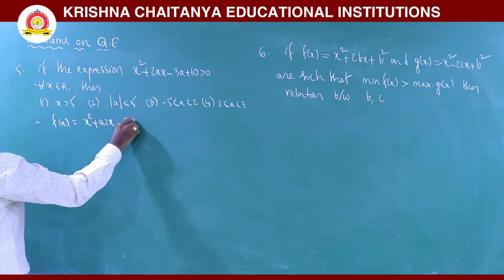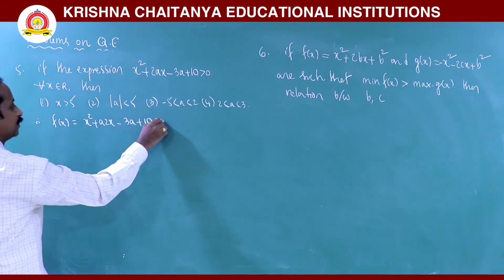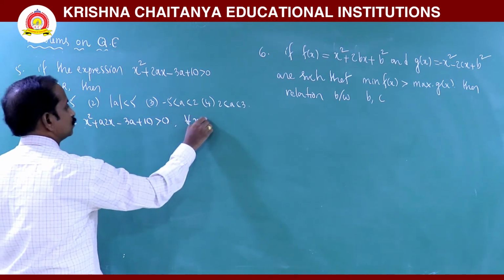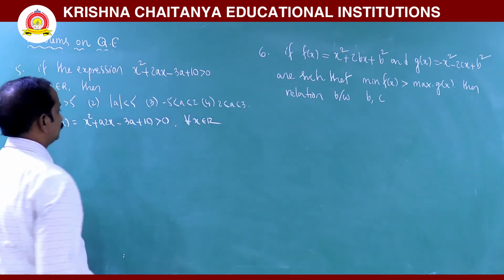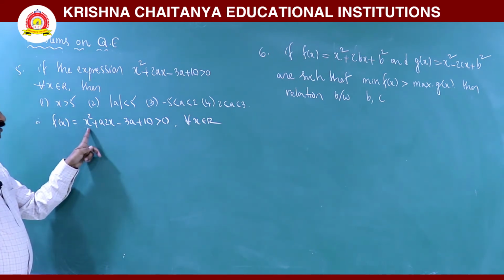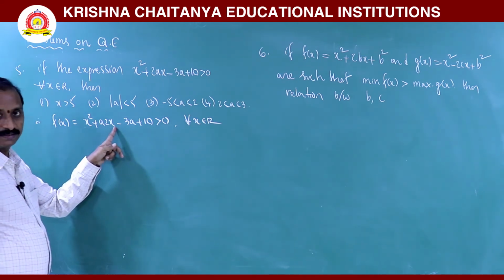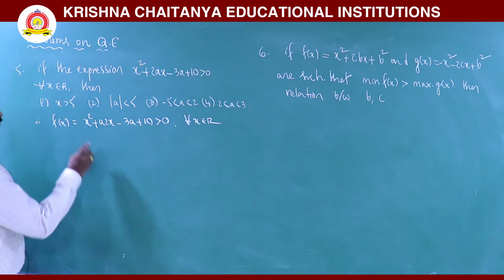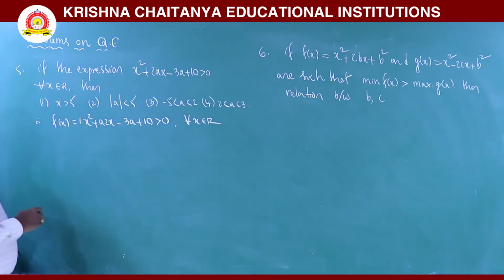2ax minus 3a plus 10 greater than 0, for all x belongs to R. This is the data. Originally it is a quadratic equation in x, considering for all x belongs to R. And now here the leading coefficient should be 1. So we know that one basic.